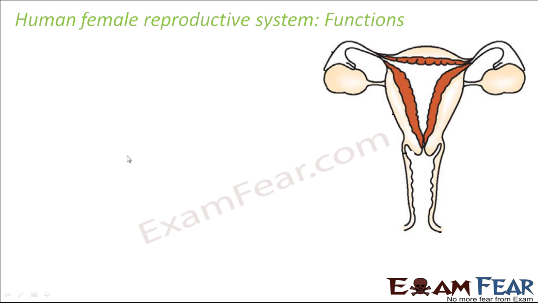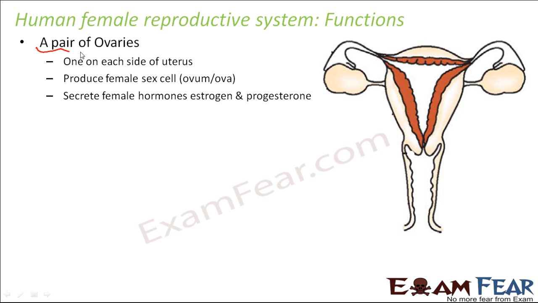So let us start with the ovaries. The ovaries are the most important part of the female reproductive system because they produce the female sex cell. Like how we have testes in case of males which produce the male sex cell, that is sperm, similarly in females we have ovaries which produce the female sex cell, and the female sex cell is called ovum. Ovum is the singular number and in plural it is called ova. So ovum or egg. Egg cell is also often used for the female sex cell. So ovaries produce the ovum and that is why they are very important.